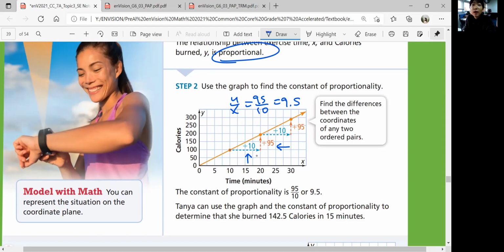Tanya can use the graph and the constant of proportionality to determine that she burned 142.5 calories in 15 minutes. Okay, so using this graph, she probably burned 142.5 calories in 15 minutes because that's how much calories she burned in 1 minute. So 9.5 times 15 would be 142.5. Okay.